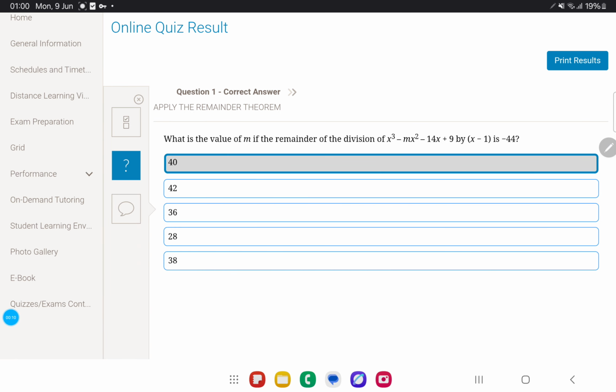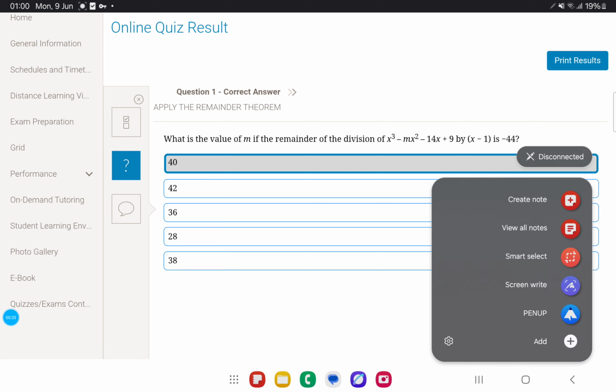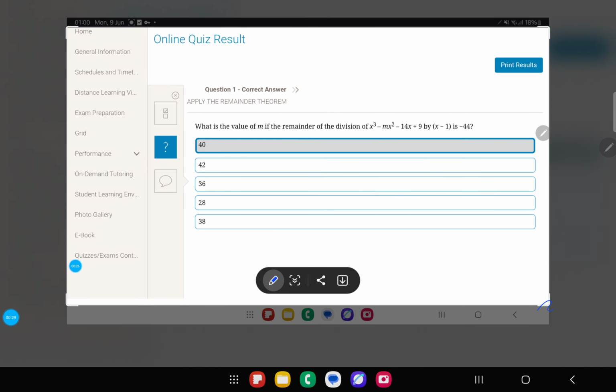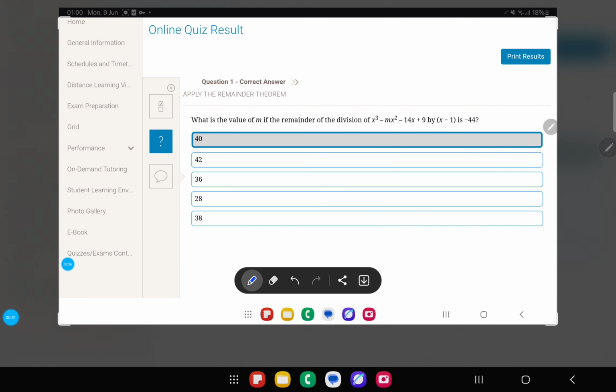What is the value of m if the remainder of the division of x cubed minus x squared minus 14x plus 9 by x minus 1 is negative 44? Okay, so this quiz is mostly using the remainder theorem and the factor theorem. Here we're going to use the remainder theorem, because they want us to find the value of m.